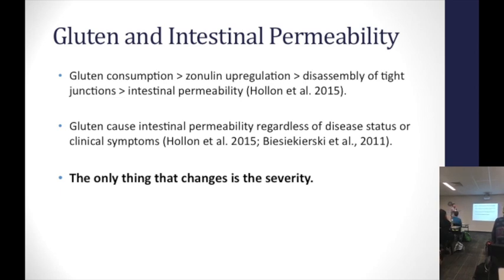Gluten consumption directly causes an upregulation of zonulin, which then causes the tight junction proteins to disassemble, leading to intestinal permeability. Now, gluten causes intestinal permeability in everyone, regardless of the disease status or clinical symptoms. So this is where you ask me, oh, but Brad, I'm talking to you at the back, I don't have any symptoms after eating gluten. What I say to that is it's only the severity that changes. So we all have intestinal permeability after being exposed to gluten, but it's the severity that changes.